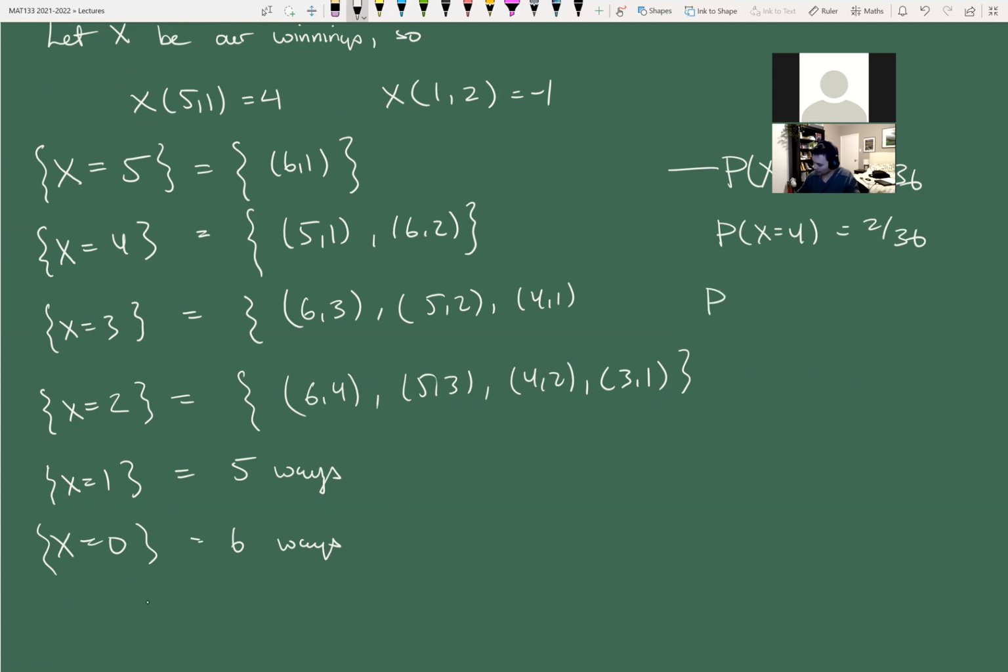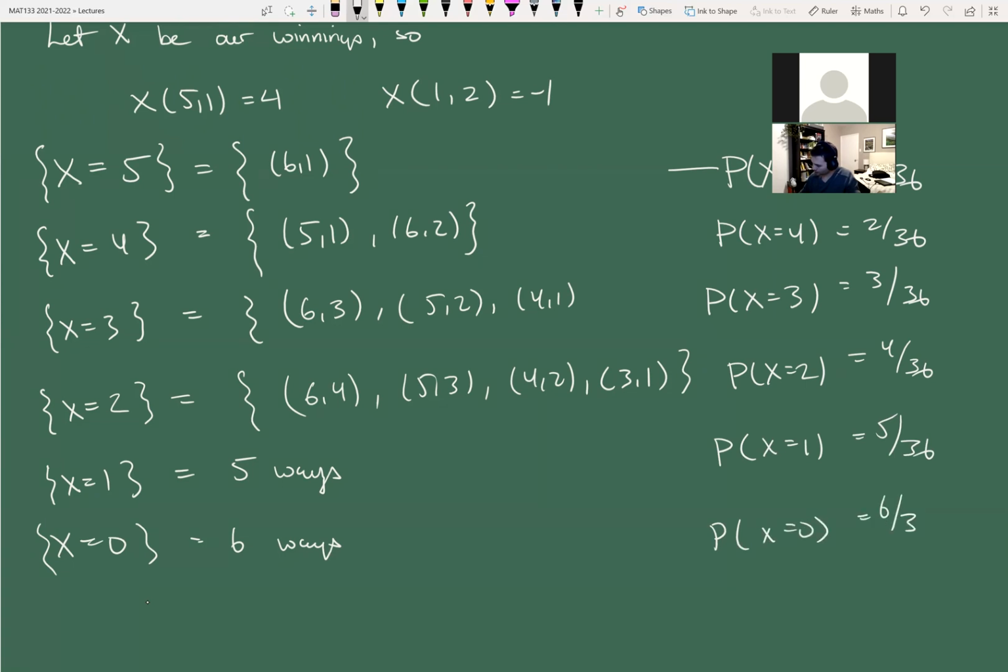2, right? And again, hopefully we all see the pattern. 3 is, oops, sorry, that should be 2. The probability that X equals 1 is 5 out of 36, and the probability that X equals 0 is 6 out of 36. Okay? Yeah, exactly, Dan. Exactly.